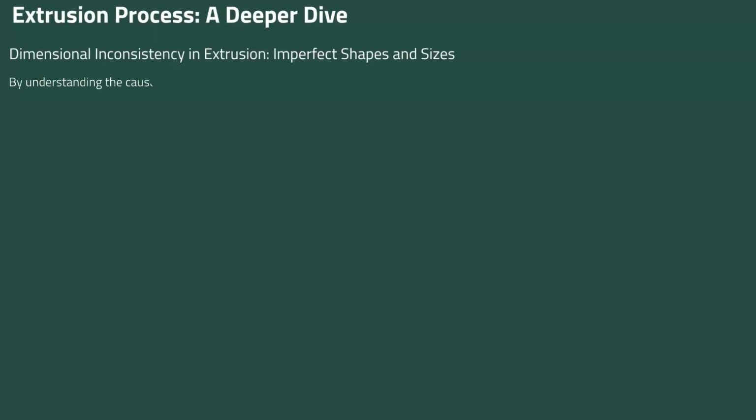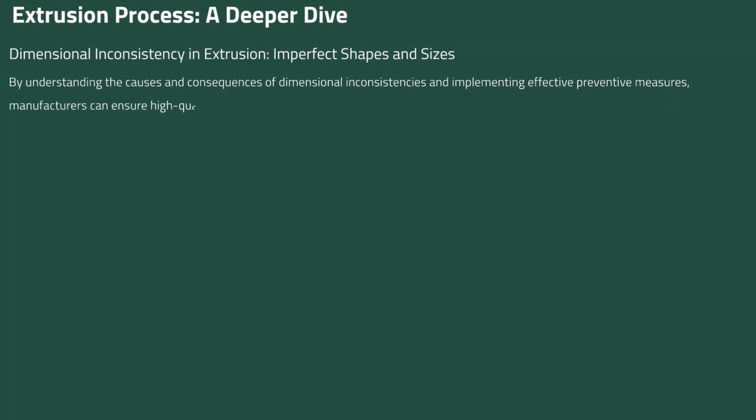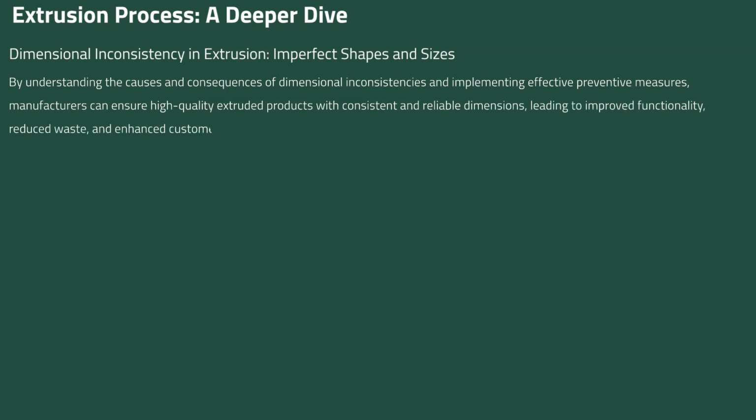By understanding the causes and consequences of dimensional inconsistencies and implementing effective preventive measures, manufacturers can ensure high-quality extruded products with consistent and reliable dimensions, leading to improved functionality, reduced waste, and enhanced customer satisfaction. Remember, precision and control are key to achieving optimal dimensional accuracy in extrusion processes.